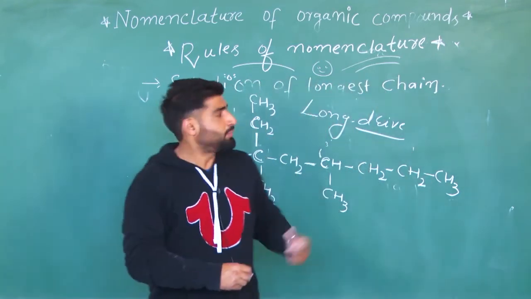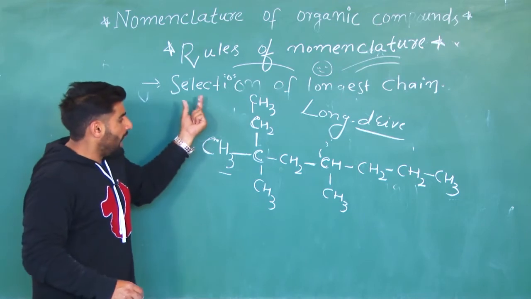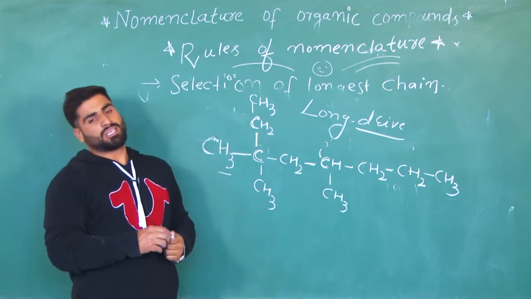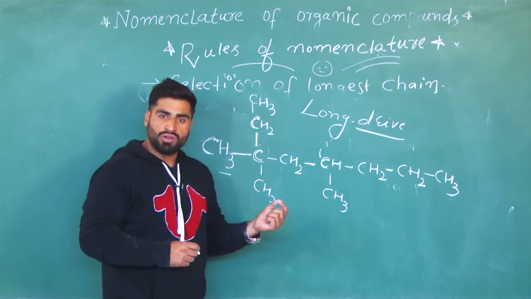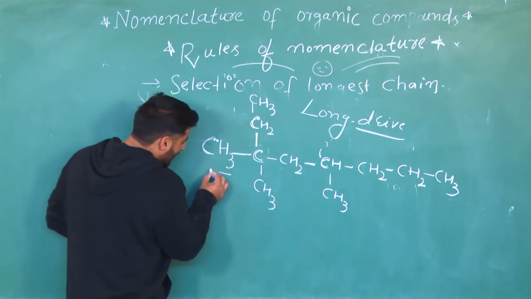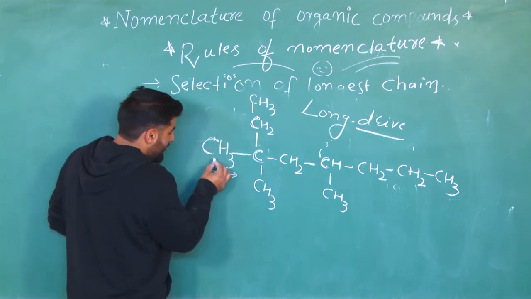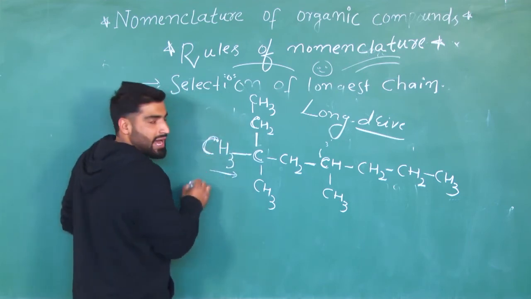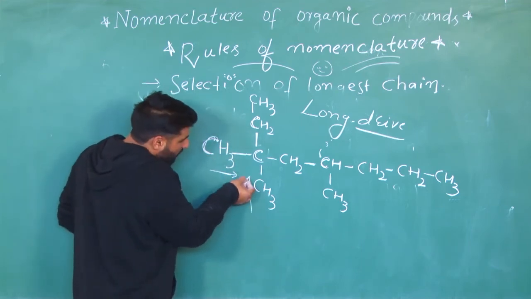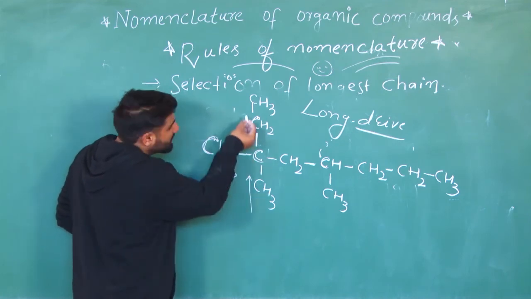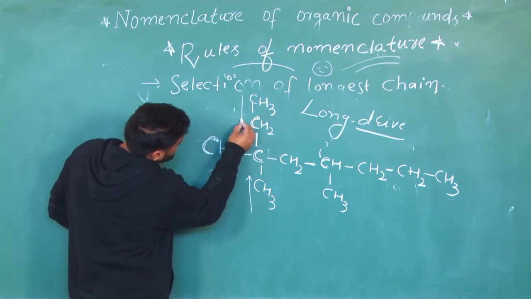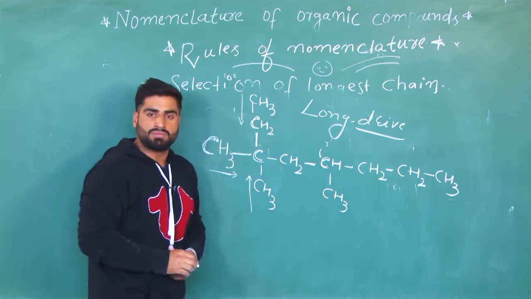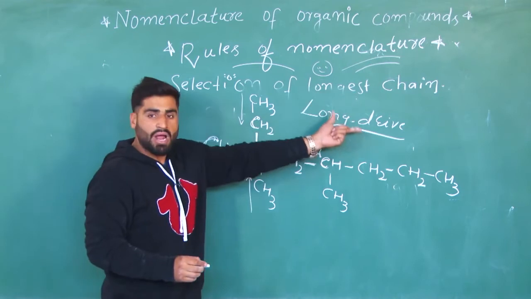Now let's shift towards the rule. I have to select the longest possible chain. Students, let's go for the long drive. If I start with this carbon, it's the root of only one carbon. But look at this carbon, students. This root has the maximum number of carbon atoms. So you can go for a long drive.